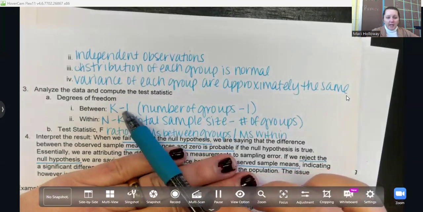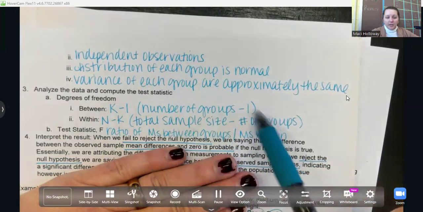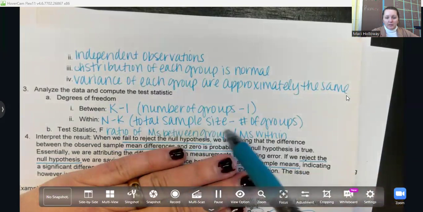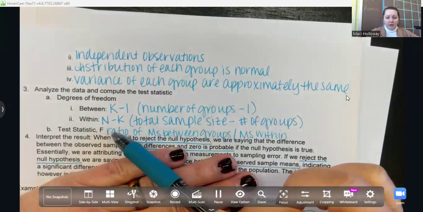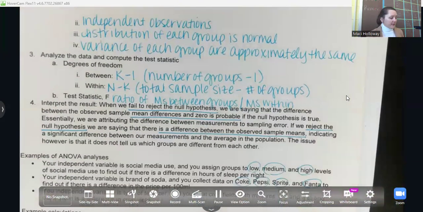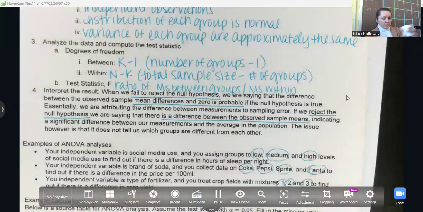So between is K minus 1. Again, K is the number of groups. Within is N minus K. Again, total sample size minus the number of groups. And then our test statistic, F, is the ratio of the between the groups mean squared divided by within the groups mean squared.